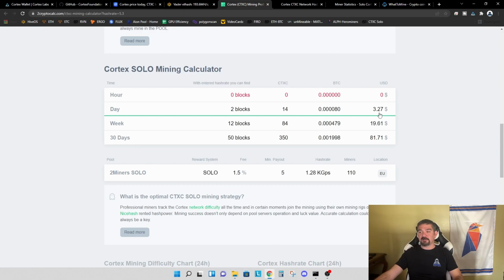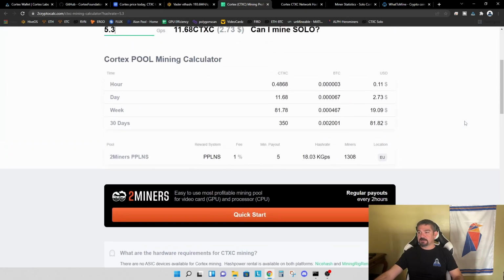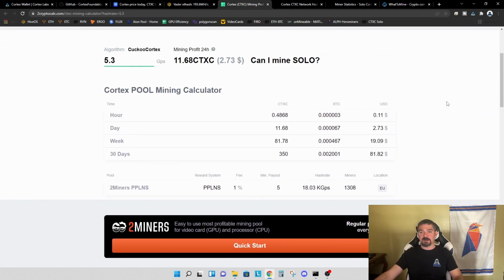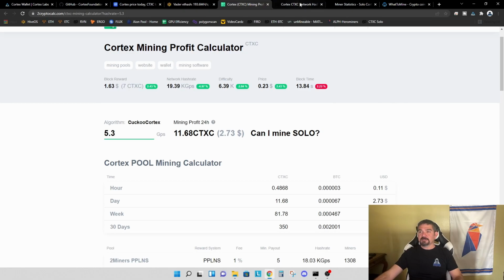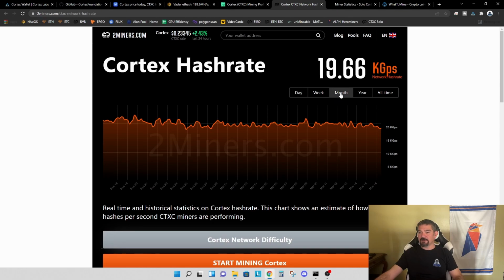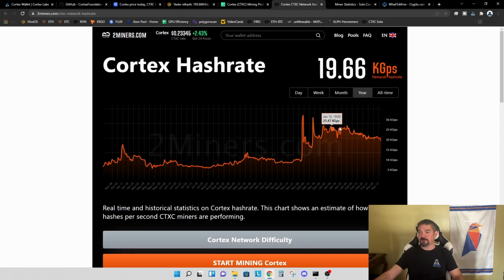That would be $3.27 per day, which is quite a bit higher than the $2.73 you would expect to get pool mining. So let's jump over and look at the hash rate. The Cortex hash rate, according to 2Miners, is 19.66 kilohashes per second right now. If we look over the course of the month, you see it is declining over time, and over the year, it's an even more dramatic decline.